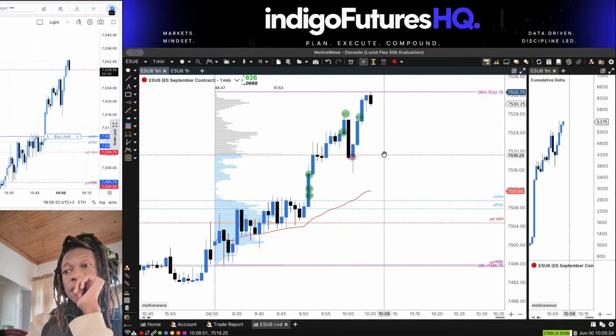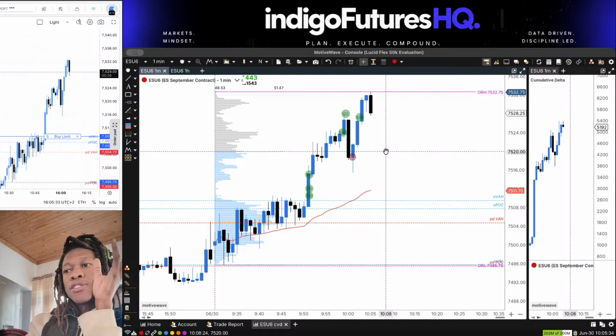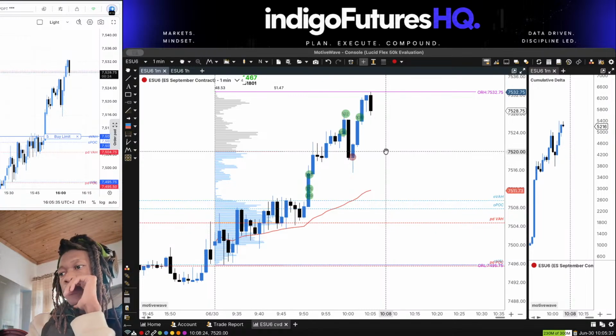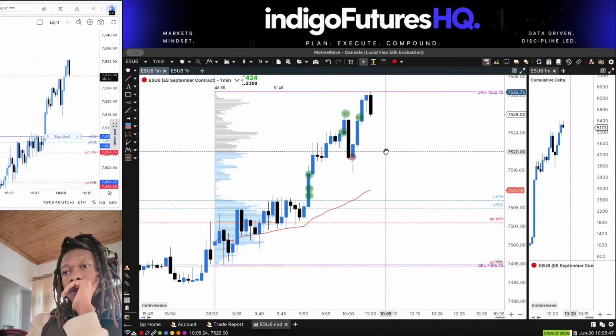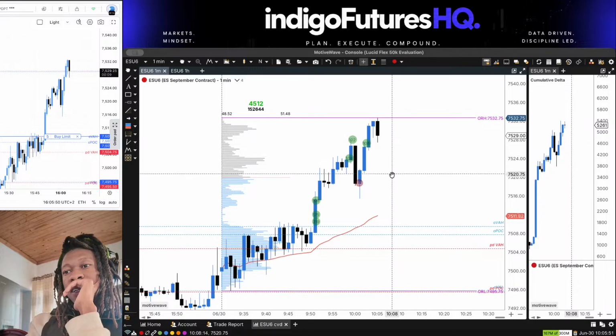Just considering that, a retest of this, if 519 fails to hold, what is it now? 520. So kind of looking for a retest at 520. I guess that will be the next best entry. And our delta is also still pretty strong.